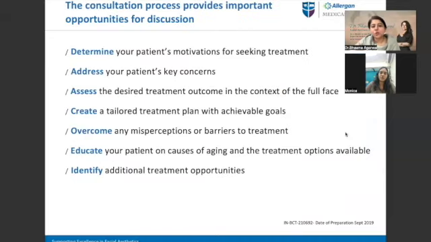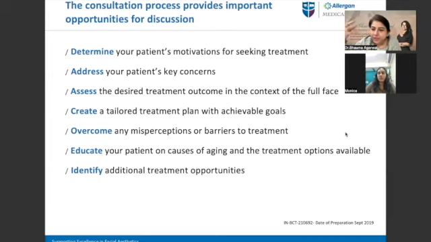So it provides important opportunities for discussion. So in a consultation process, you have to determine your patient's motivations. You have to address their key concerns. You have to assess the desired treatment outcome in context of the full face. And then you create a treatment plan with achievable goals, overcome any misperceptions or barriers to treatment, educate them on the process of aging and the underlying anatomy little by little, and identify additional treatment opportunities. Which is why an aesthetic consultation needs at least a minimum of 1 hour, because these are all the things that you need to do.